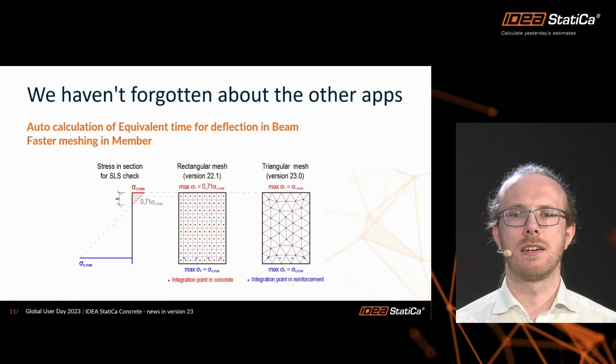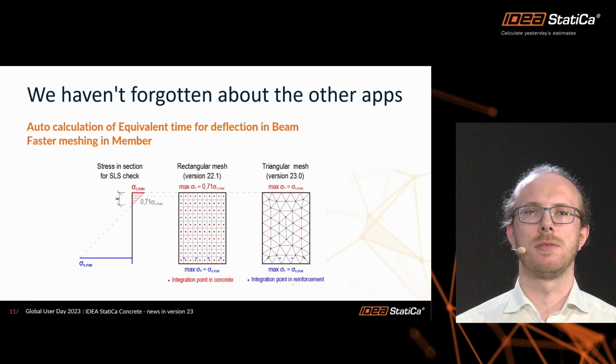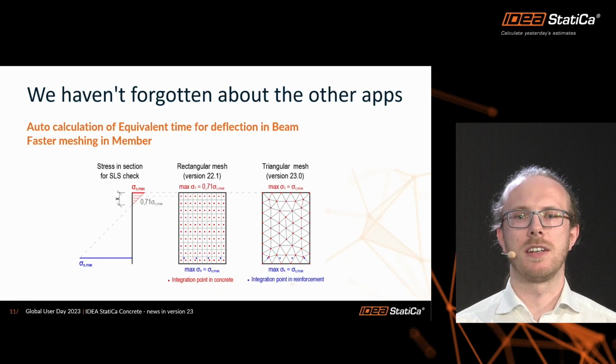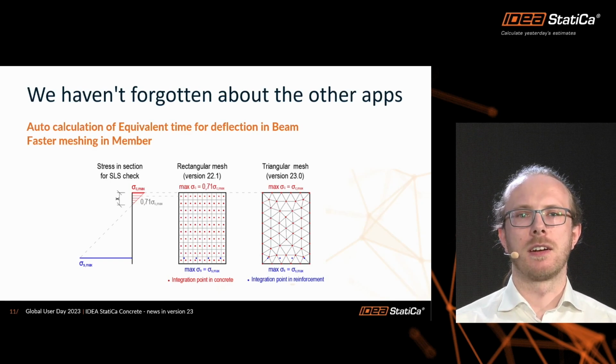As you can see on a picture, the old mesh was rectangular and the integration point was in the center of the rectangle. And the new mesh is triangular with integration points which can be placed on an edge of the cross section, which is more precise.